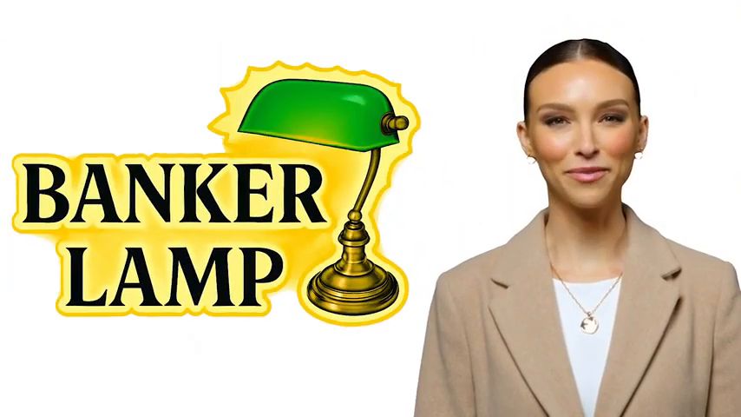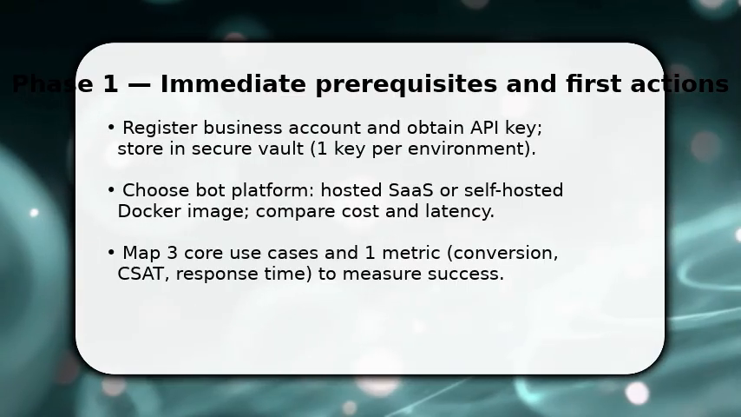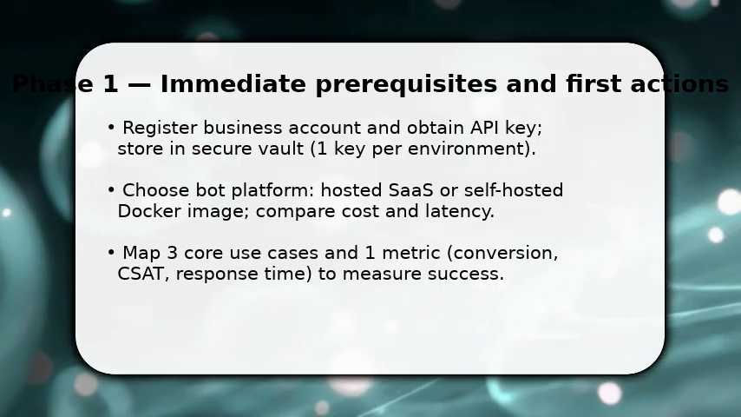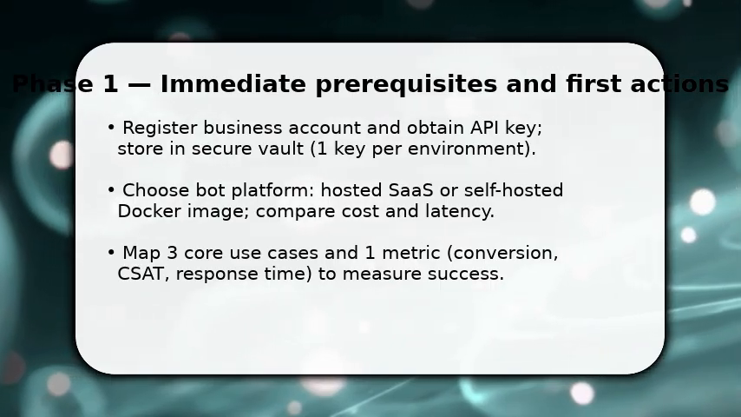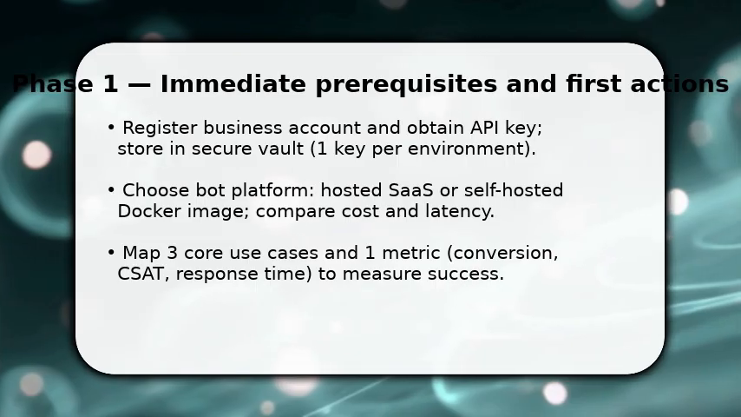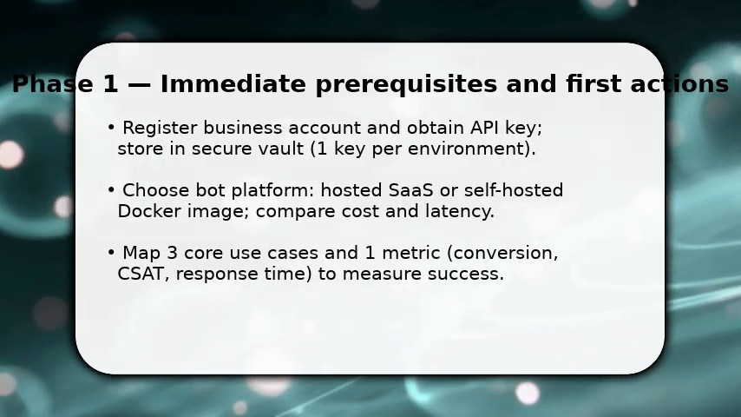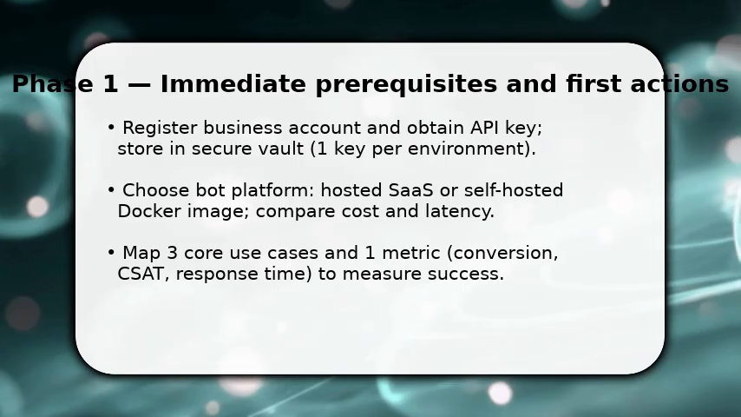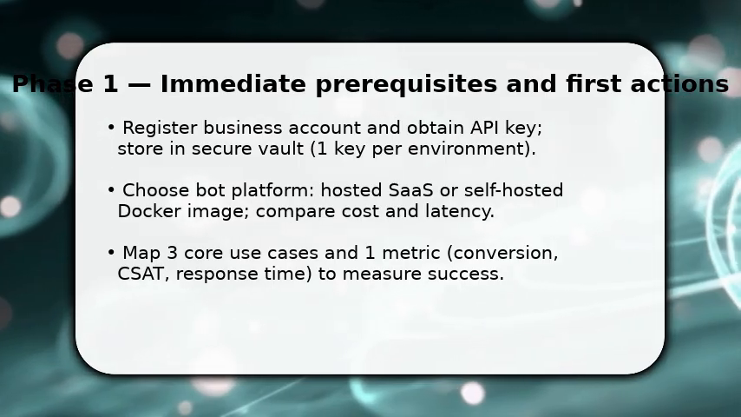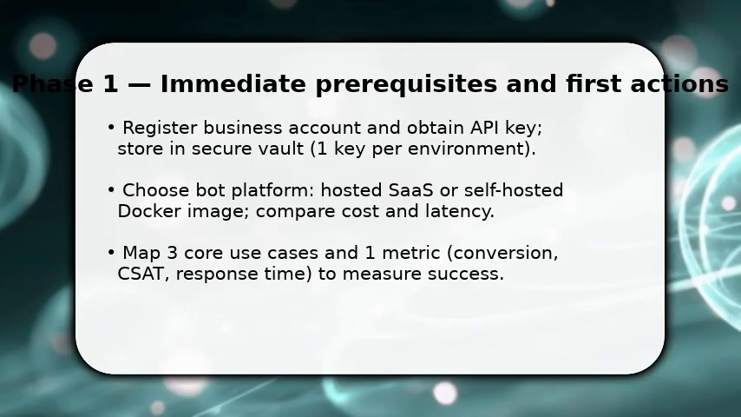You have accounts and an API key ready. Now you start the integration. First, connect the API key to your staging environment and verify a test call returns valid JSON. Once done, make sure to enable logging and set permissions for only required services.